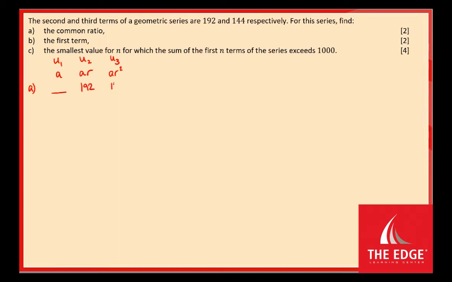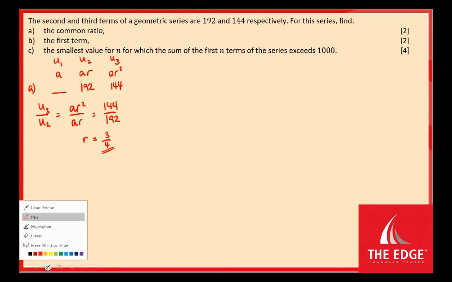So for our question, we don't actually have the first term, but we have the second term, 192, and the third term, 144. So to find the common ratio, I can take the third term and divide it by the second term, because we multiply each term by the common ratio. So here, AR squared divided by AR would give me the common ratio of 144 over 192. So they cancel out, so I'm left with just the ratio. I can simplify it down to 3/4, and that would be the common ratio between them.